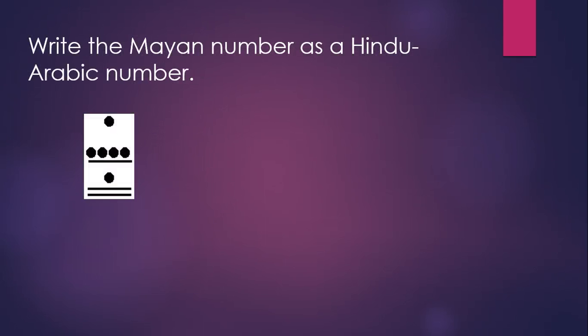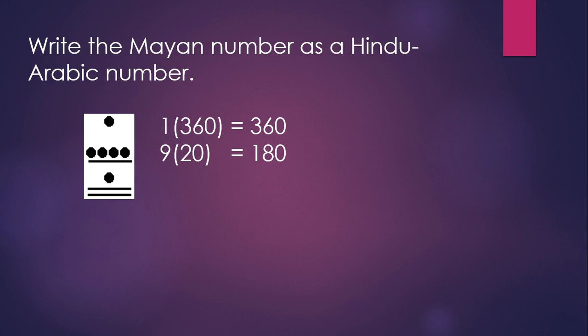Write the Mayan number as a Hindu Arabic number. Mayan is a base 20 system, although this place represents 360s. So there's one 360, there's 9 groups of 20, and there's 11 groups of 1, which is a total of 551.